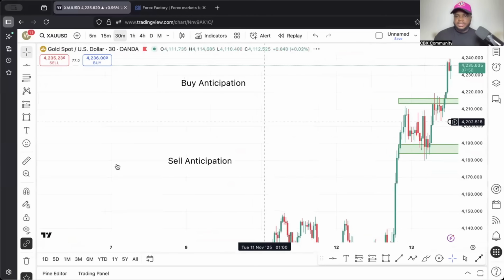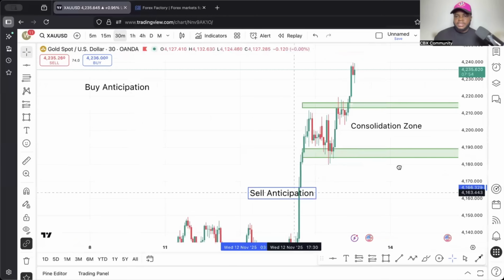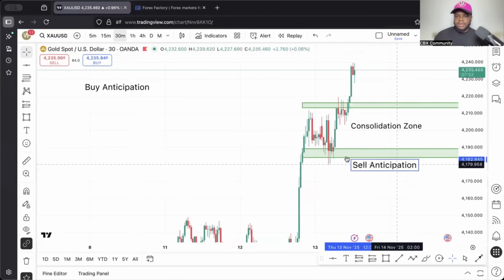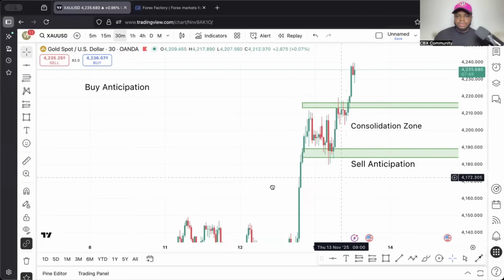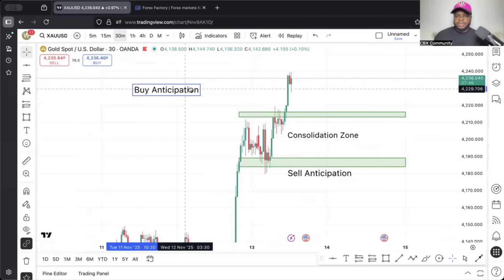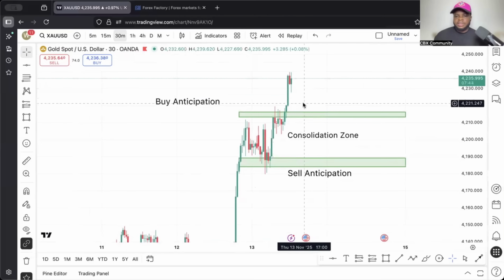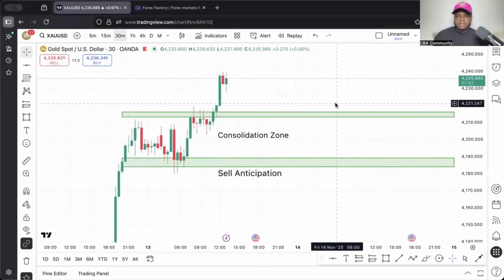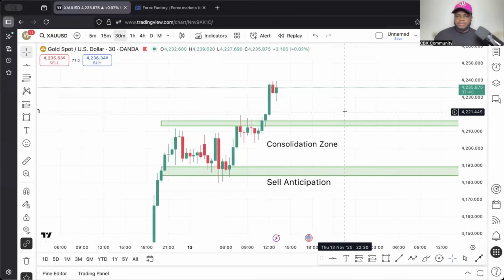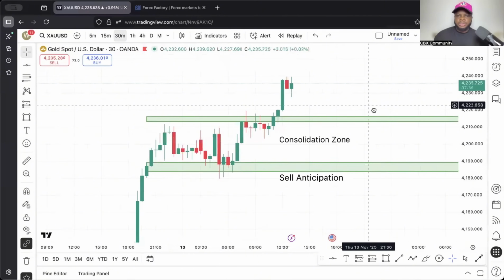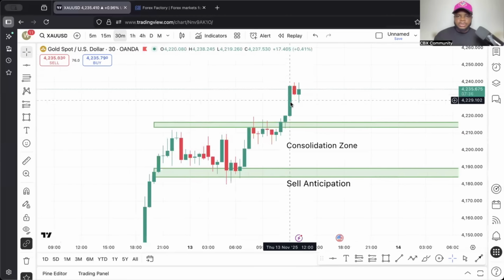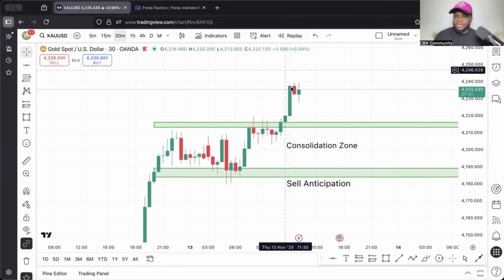So we are anticipating a sell position here since the market didn't get to use our support zone. So this buy position is no longer valid. But I took this position before I started this live stream, and I was able to secure like $1,300.